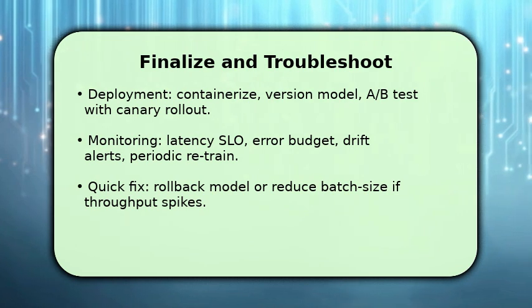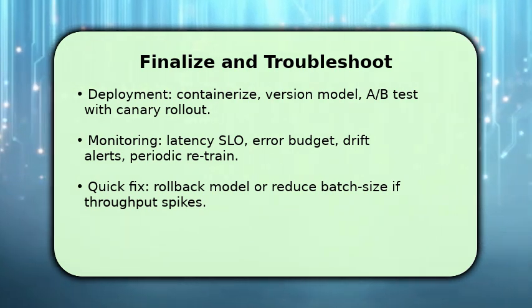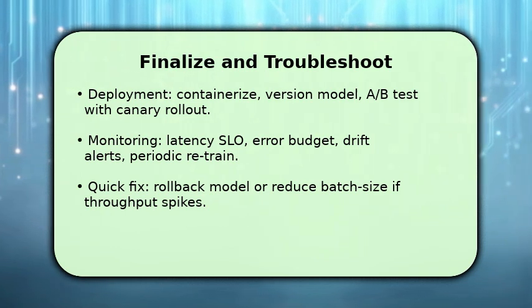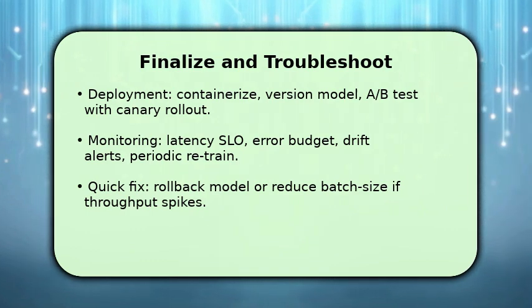If things go wrong, the fastest fix is to roll back to the previous version or immediately reduce batch size to lower memory pressure. This buys you time to diagnose root causes.